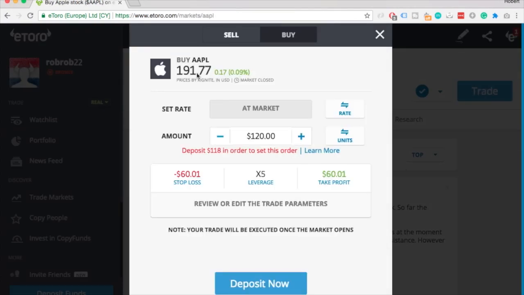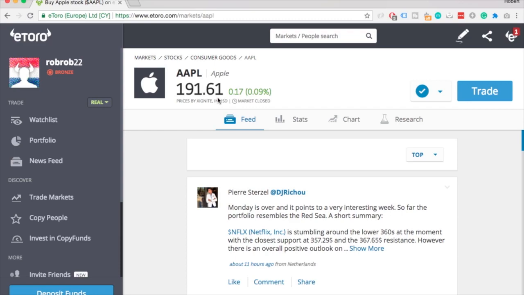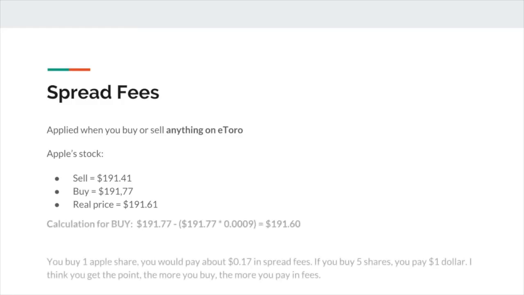So let's say to buy one Apple stock, you need $191.77. And to sell, you need $191.41. This means that the real price is somewhere in the middle, so roughly $191.60. You can see a calculation on your screen now, and you can see how you can get there. So if you would buy one Apple share, you would pay about 17 cents in spread fees. If you buy 5 shares, you pay almost $1. So the more you buy, the more you pay as well.